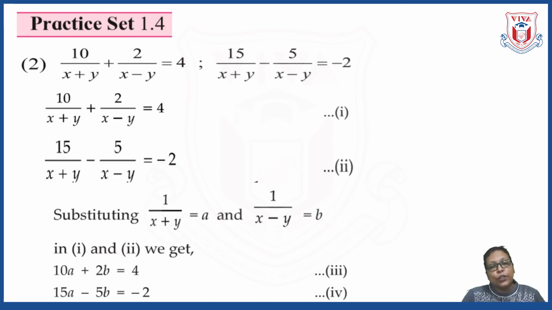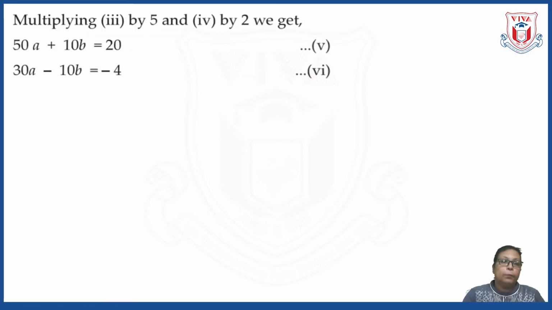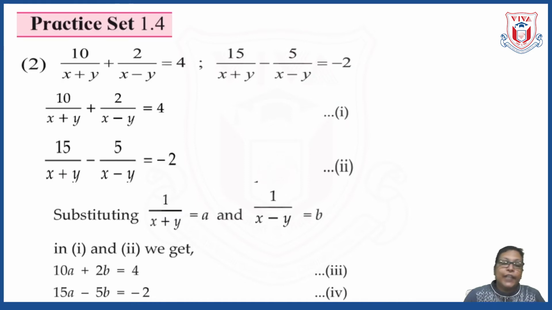So here you will observe that all the coefficients are different. No two coefficients are the same here for any one variable. So we have to multiply both the equations. Okay, so let us do it. Multiplying equation 3 by 5 and 4 by 2. Why multiply? Here you can observe that 10 and 15 are quite big numbers, so equating them will be difficult. Instead, take help of the smaller numbers.